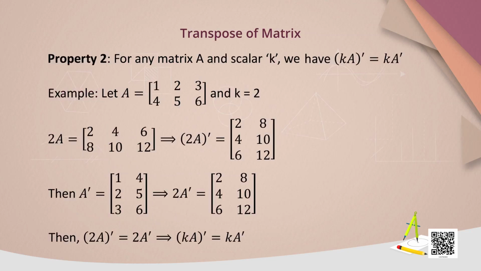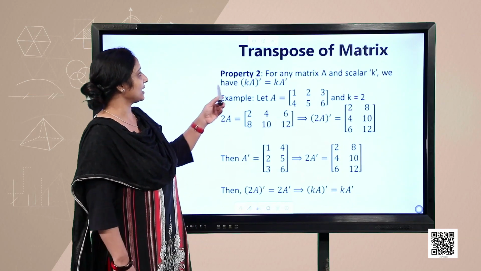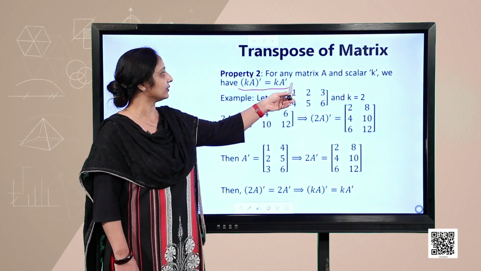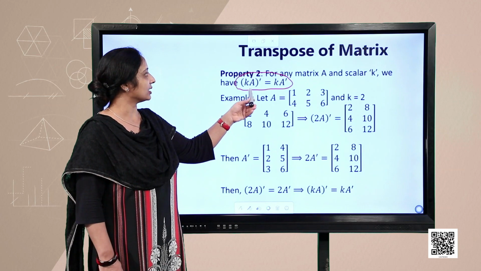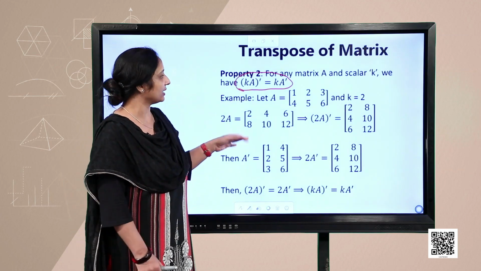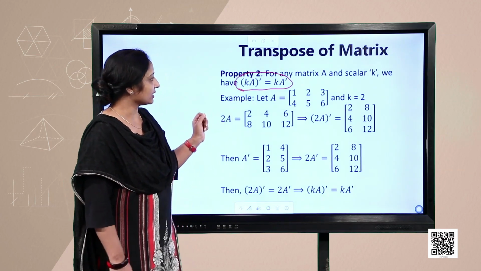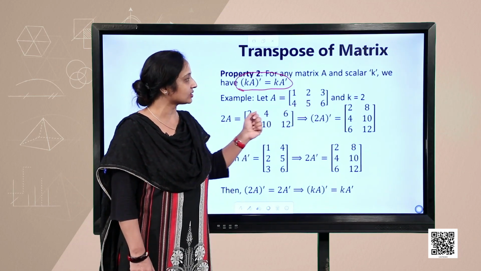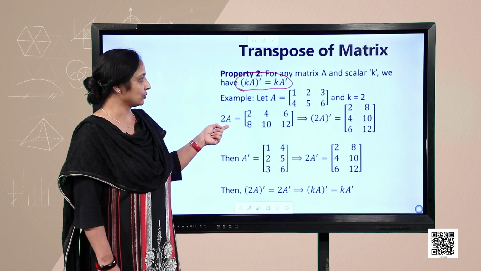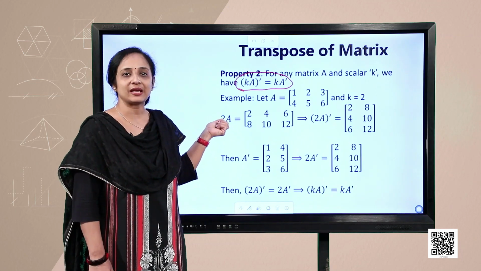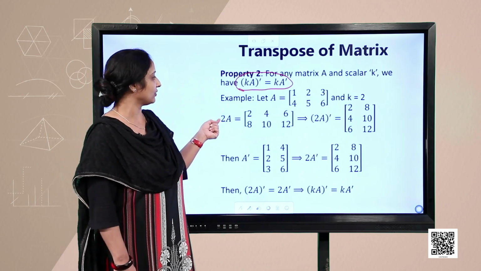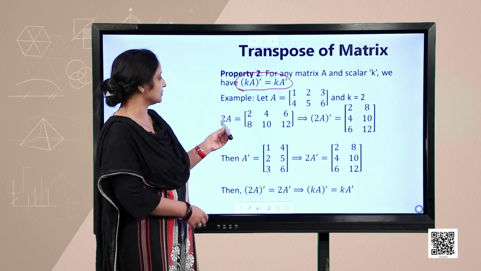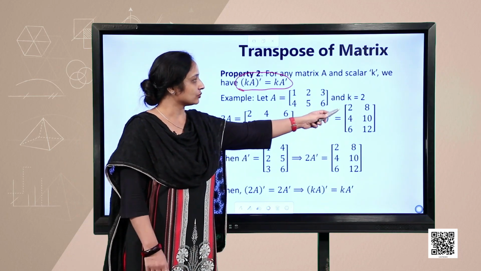Property number 2, for any matrix A of any order and a scalar K, we have this property verified. K A whole transpose is equal to K into A transpose. So, let us take one example. A is a matrix 1, 2, 3, 4, 5, 6 and K is a scalar quantity 2. So, 2A, that means you are going to multiply each and every element of matrix A with 2. So, this becomes 2A. You take its transpose.